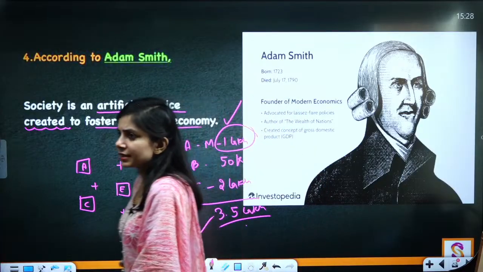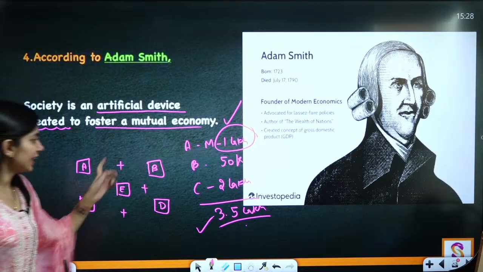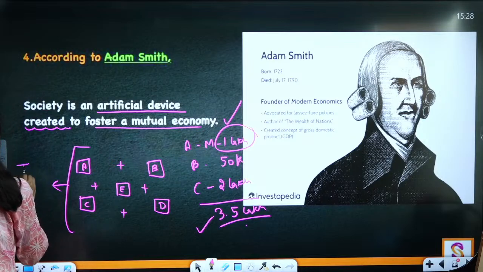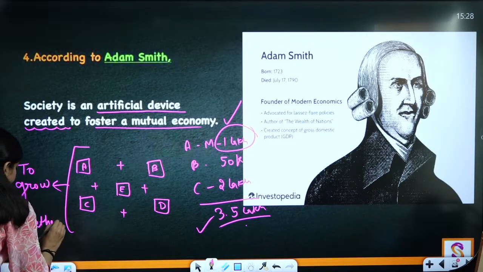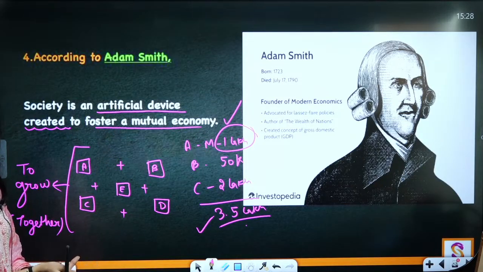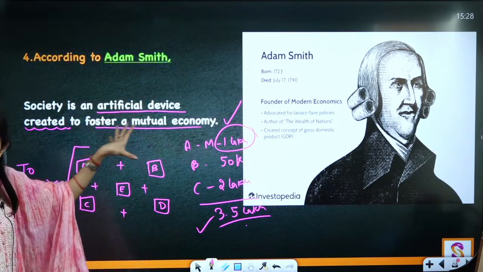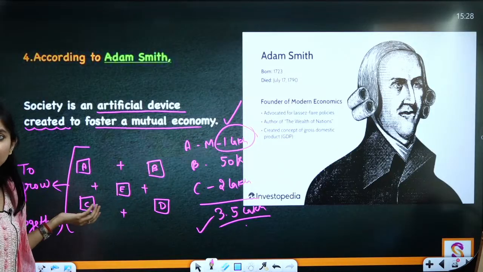Therefore, this would be profitable, and if it is profitable, it would help them to grow, but they will grow together. In the same way, Adam Smith gave this economic example, as I told you, of economies of scale and cost that we are talking about.